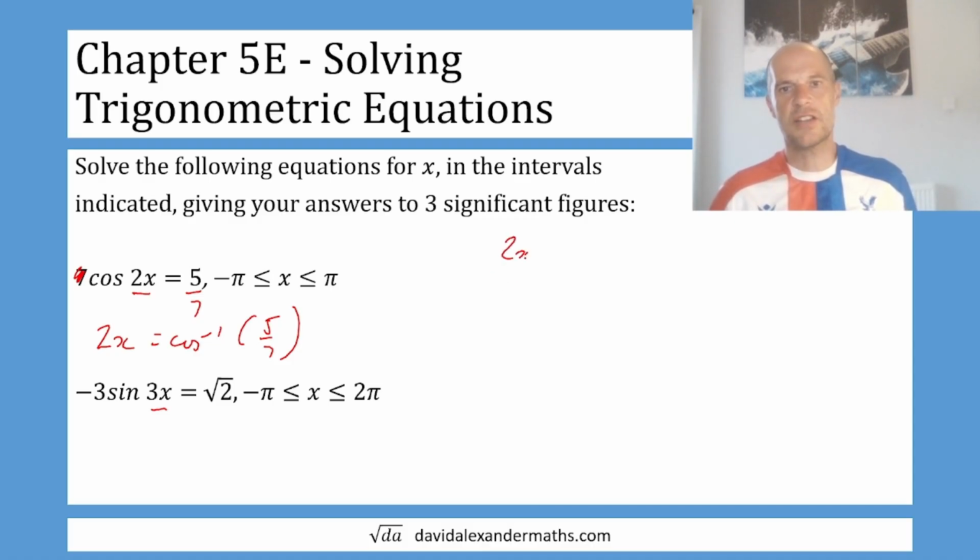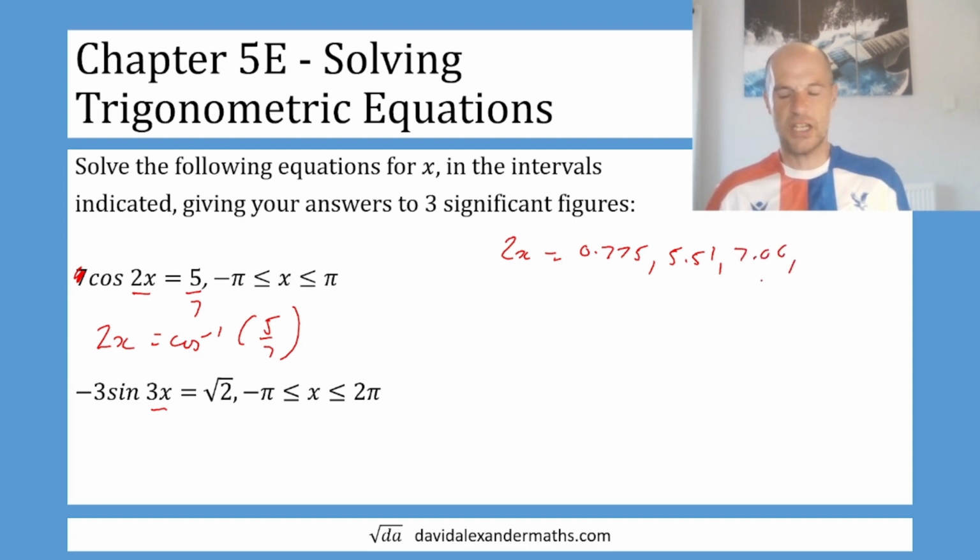So 2x equals 5 divided by 7, shift cos, answer 0.775. 2 pi take away that is 5.51. The next solution is 0.775 plus 2 pi, which is 7.06. And the next one is the 5.51 plus 2 pi, which is 11.8. So my x solutions, because we are solving for x here, are all of these values halved.